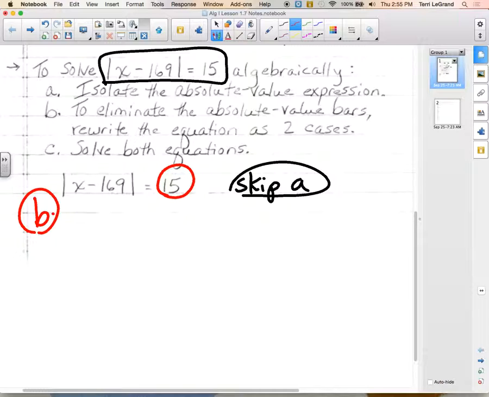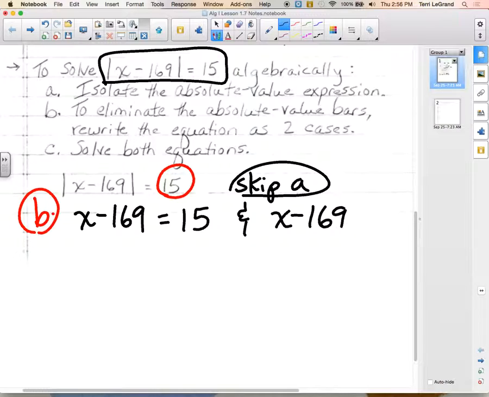15 and negative 15. So here's what we're going to do. We're going to ditch those absolute value bars. In step B, they go away. And we set what's inside the absolute value bars equal to any number that has the distance of that number on the other side. So x take away 169 can be set equal to 15, because 15 has a distance of 15. And x take away 169, that expression does not change, it stays there like it was, can be set equal to the other number that has a distance of 15. What's that? Negative 15.